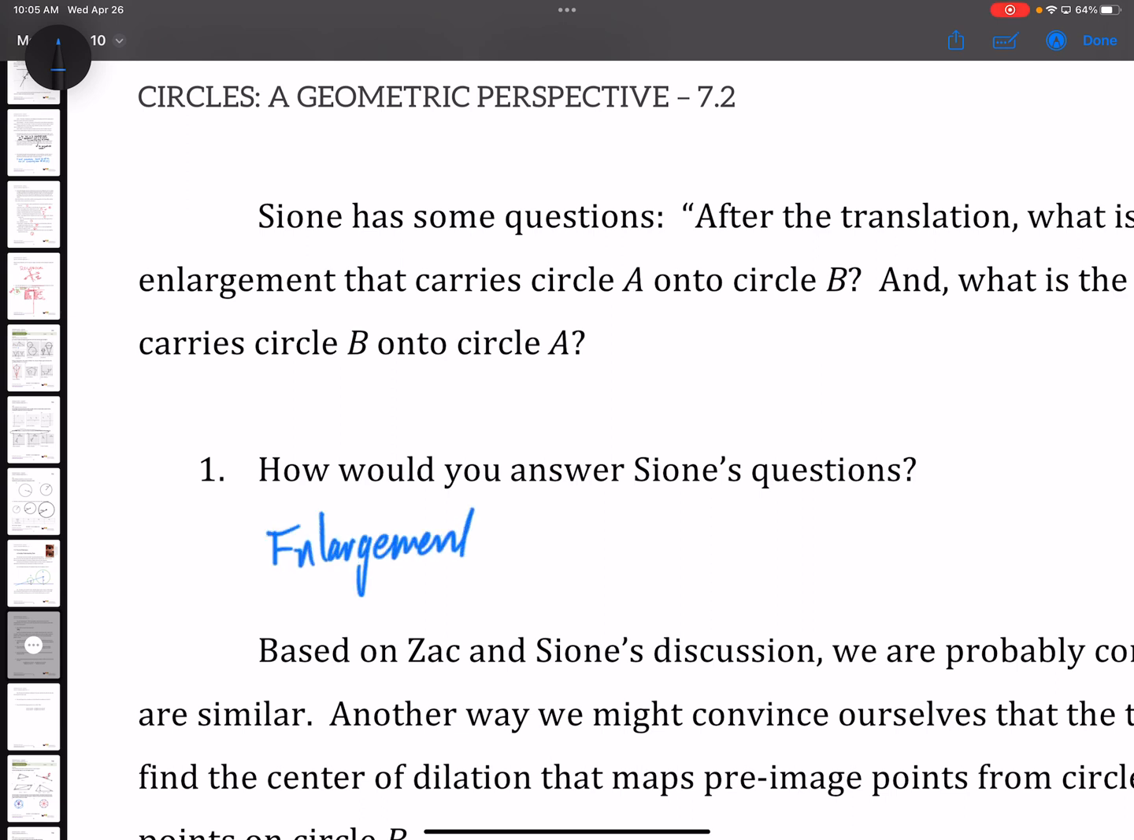Okay? Oh, it says enlargement factor. So you would multiply whatever this is by the smaller portion of circle A.